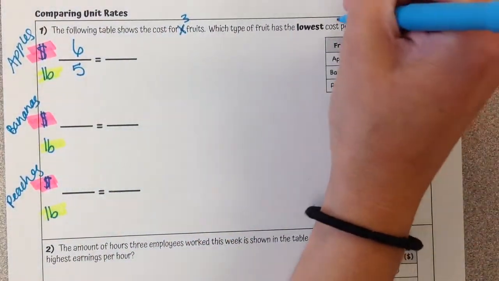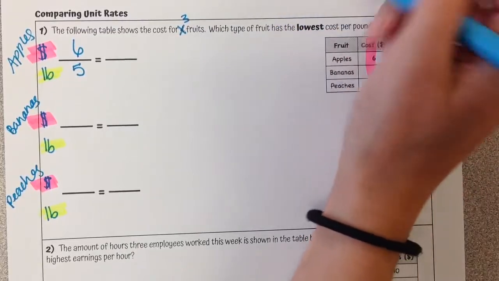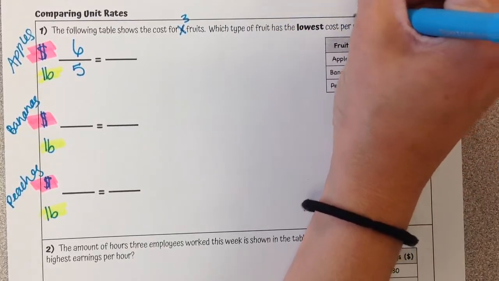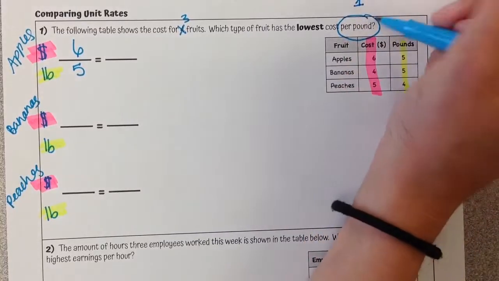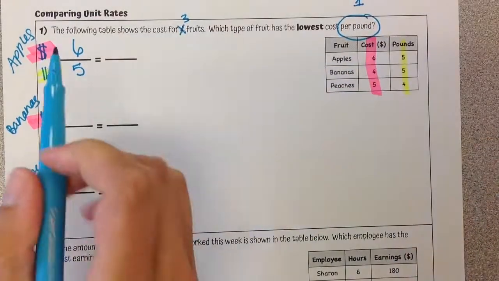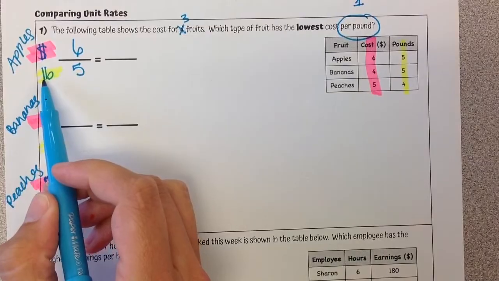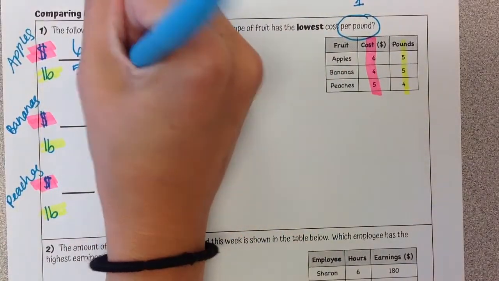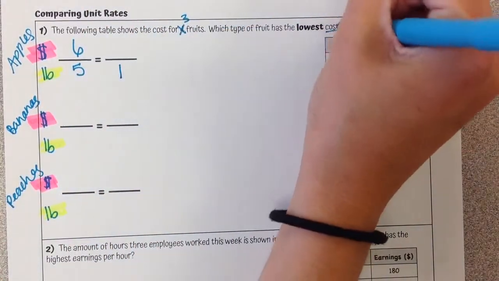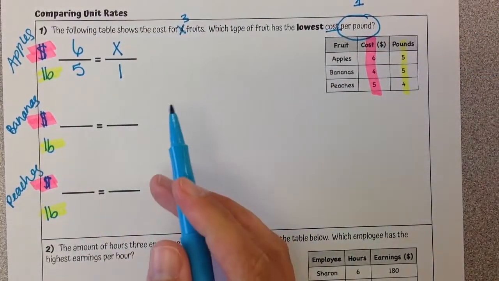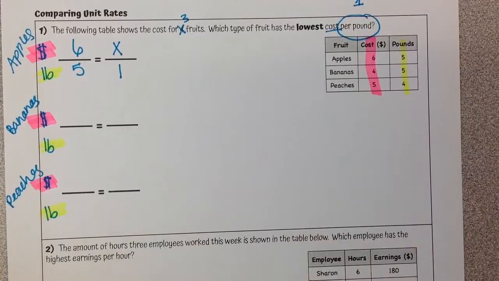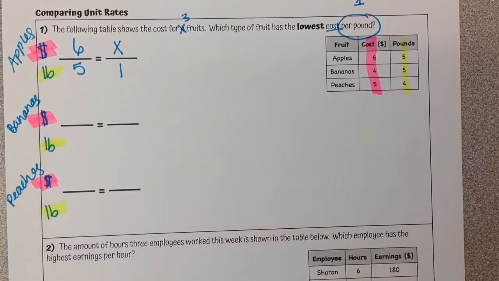For each of these, we want to know which type has the lowest cost per pound. The word per means 1 pound. So in this proportion, pounds is 1. We want to find the cost. That is our unknown. So what I'm going to do is set up each of my proportions first.